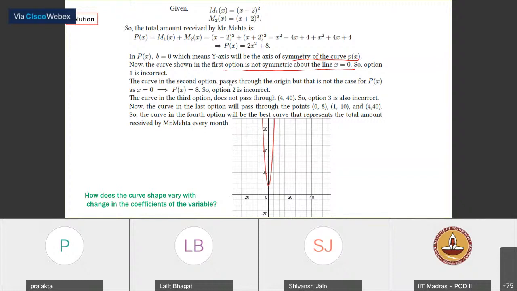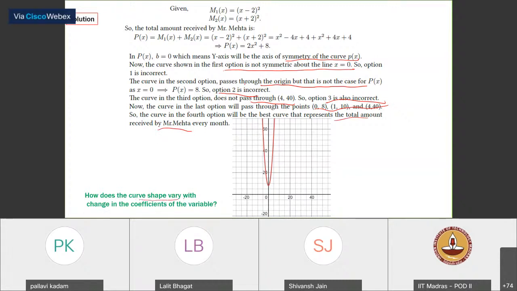So why? The second option says that it passes through the origin, but that is not the case. So option 2 is also incorrect. And the third option also does not pass through (4, 40). So option 3 is also incorrect. And the last option actually passes, and that is the best curve which represents the total amount received. Yeah, so that's what we were discussing also.